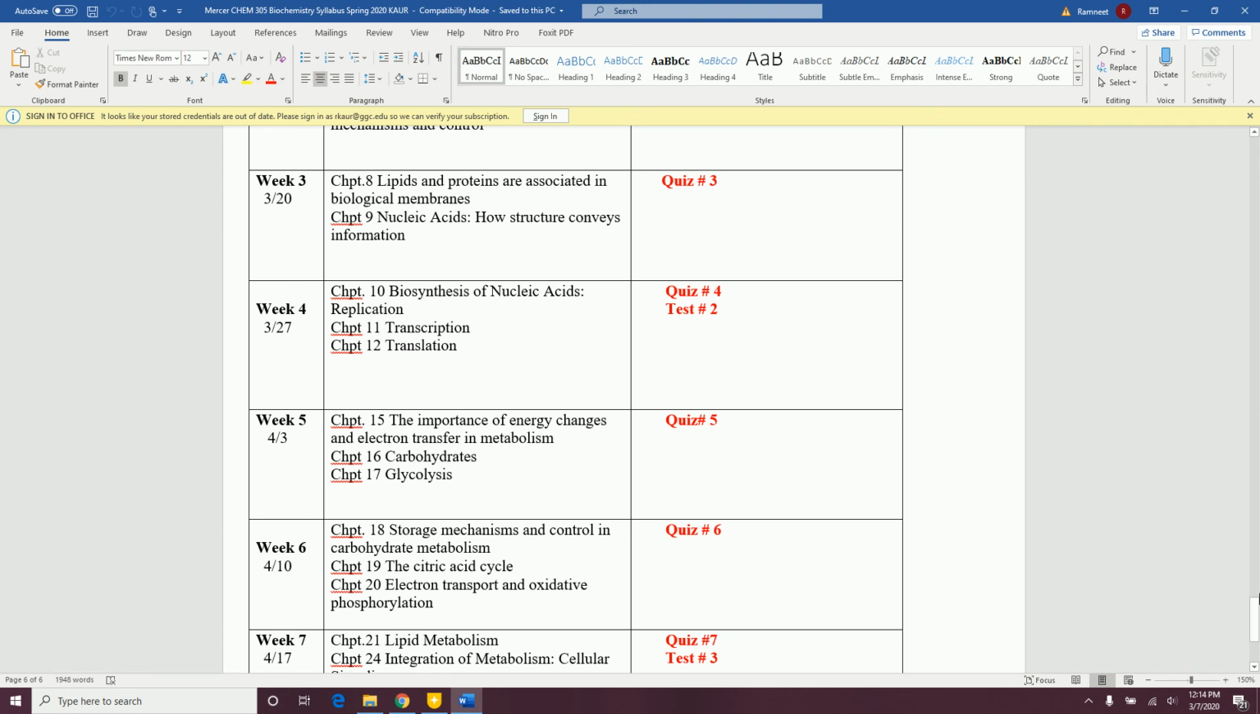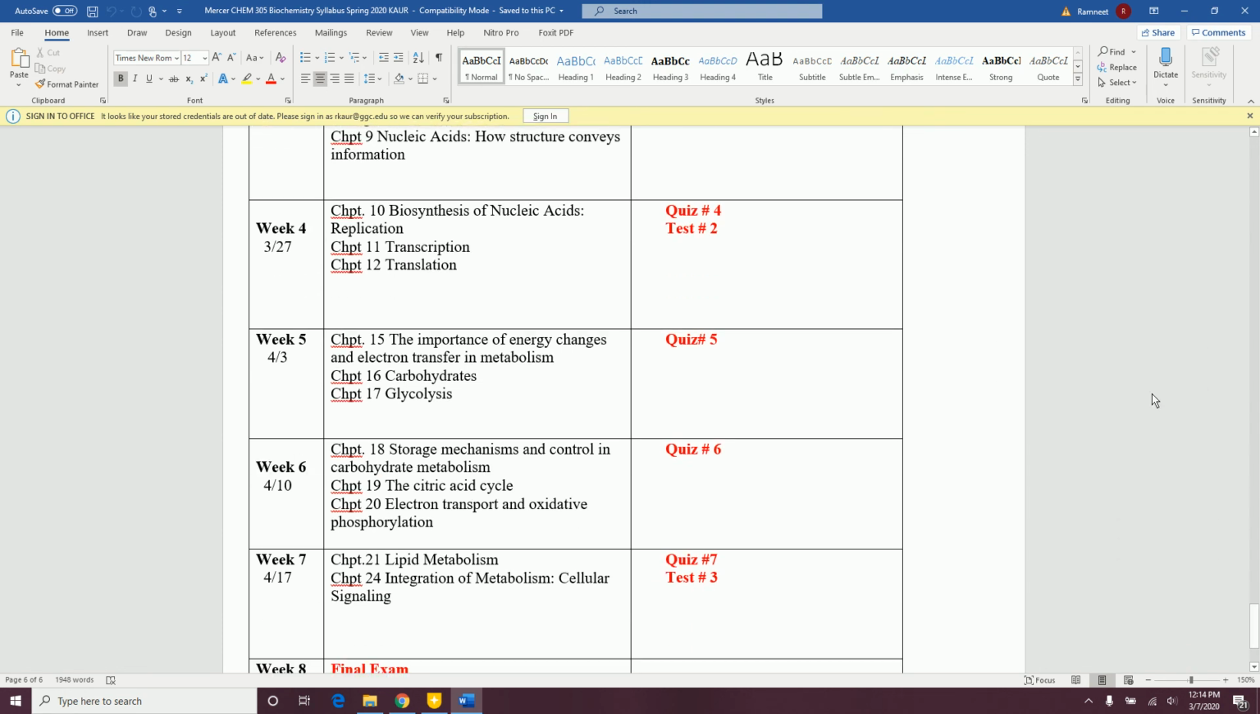Moving towards week number 4, we'll be covering the topic all about the nucleic acids. We'll be covering 3 chapters, chapter number 10, 11 and 12. Chapter number 10 basically talks about how nucleic acids replicate, how DNA makes its copy. Chapters number 11 and 12 are about gene expression, how genes or how DNA expresses itself into proteins.